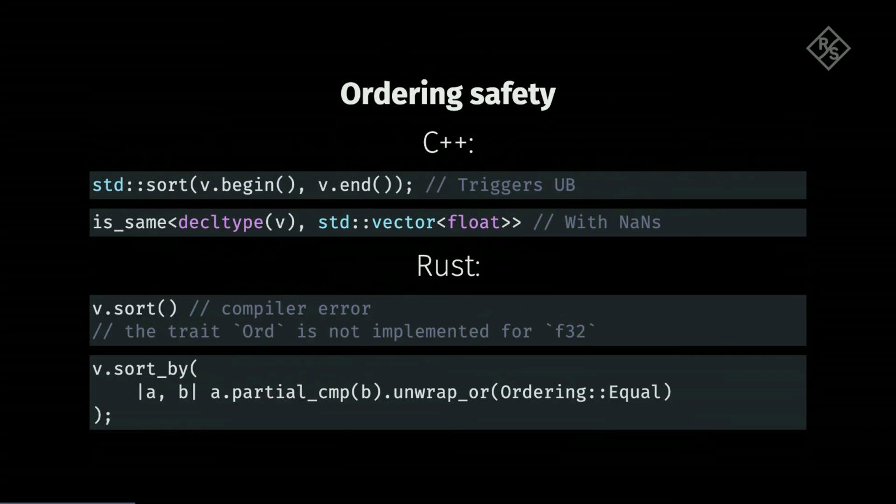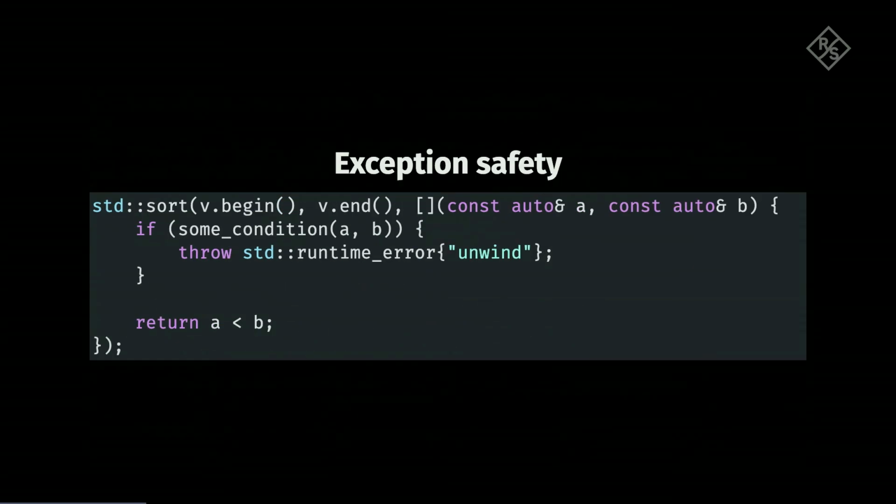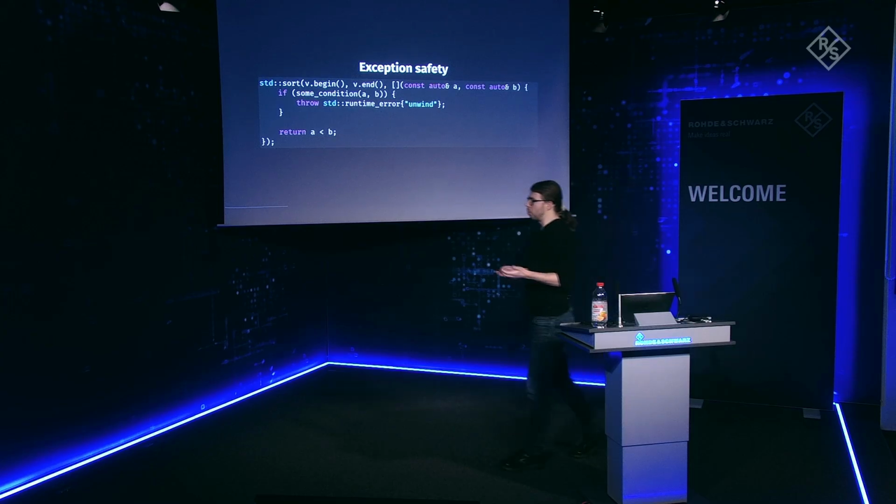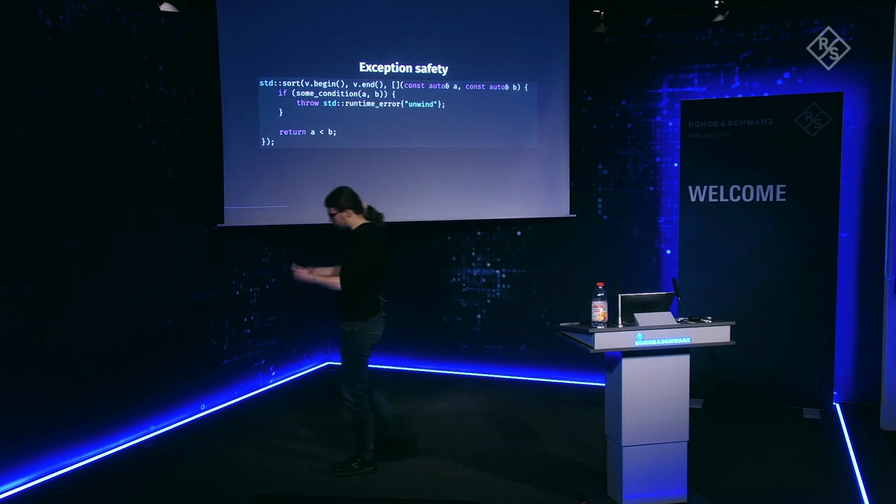Let's look at another property. So here we've looked at ordering safety, and now we look at exception safety. That's something you've maybe heard about before. And the idea is, what happens if I throw an exception? Because exceptions in C++ are a common mechanism for error handling.